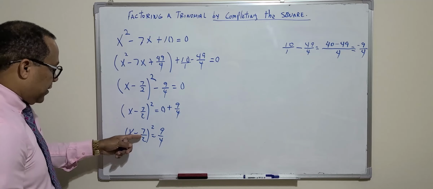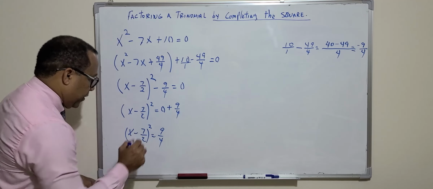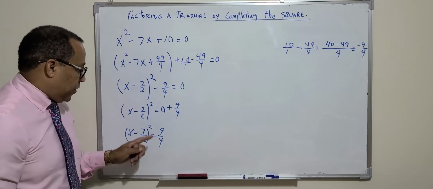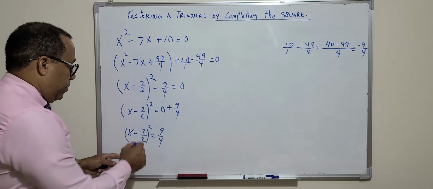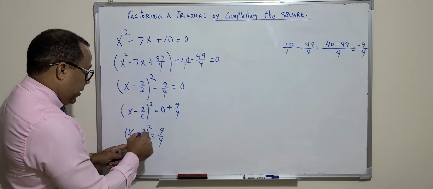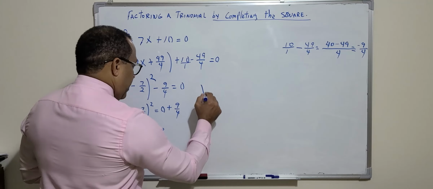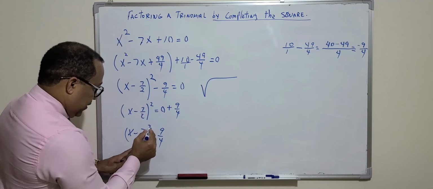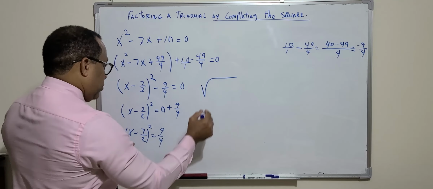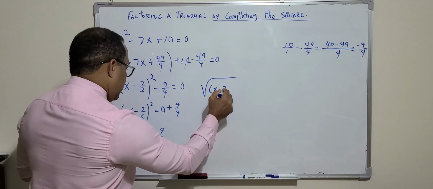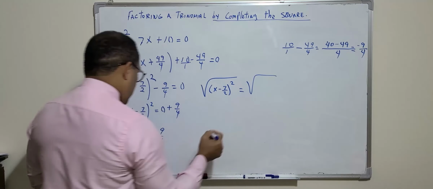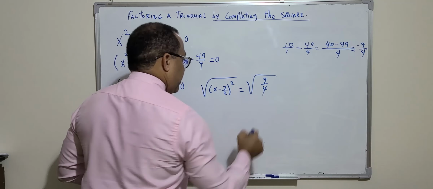I need to solve this. Let me put this closer. Exponent. It's right here. So I need to solve this. How do I get rid of the square? Well, the opposite of the power is a radical. So what I'm doing is I'm going to get the square root, because it's second power, this is a 2, even though it's not written. I get the square root of x minus 7 over 2 to the second equals the square root of 9/4.